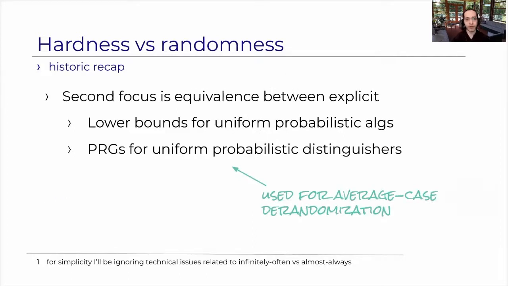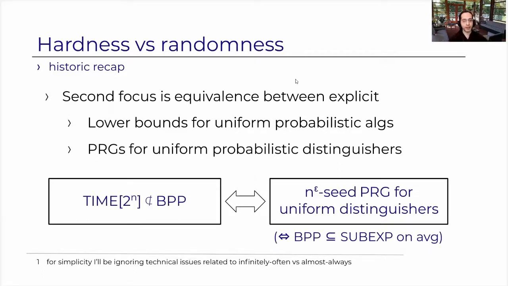Now, a second focus of hardness versus randomness is another equivalence between explicit lower bounds for uniform circuits and explicit PRGs for uniform probabilistic distinguishers, where such PRGs are good for average case derandomization rather than worst case. So, for example, another result from Impagliazzo and Wigderson from the same time is that exponential time is hard for BPP, a uniform class, if and only if there exists a PRG with short seed for uniform distinguishers, which is equivalent to derandomizing BPP on average in sub-exponential time. And for simplicity, because I just want to convey a point here, I'm ignoring some technical issues regarding infinitely often versus almost always.